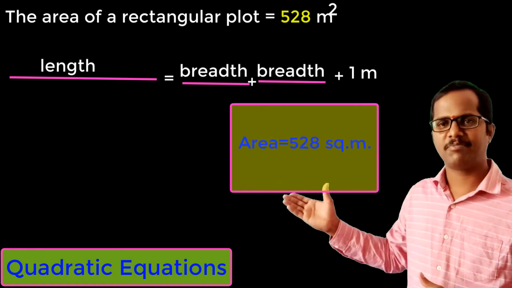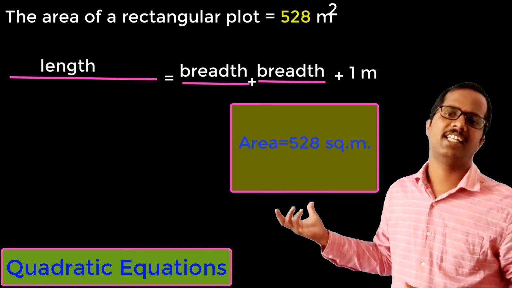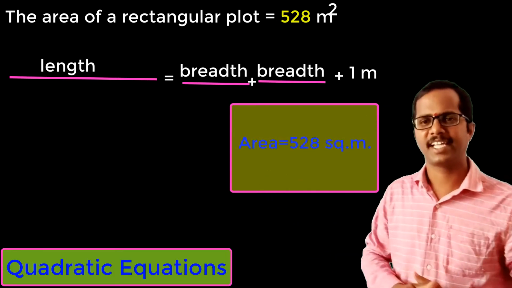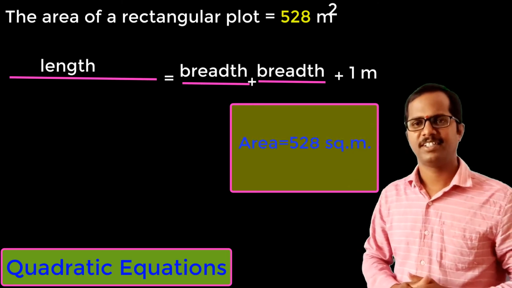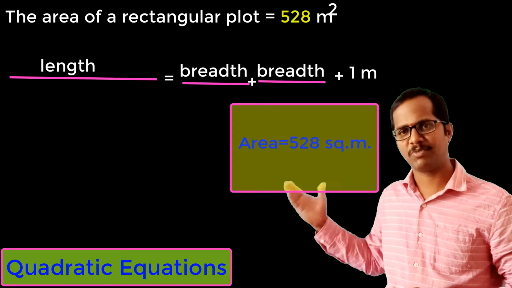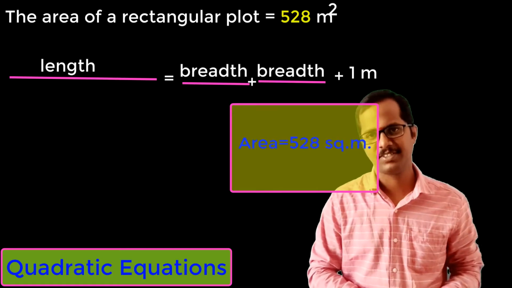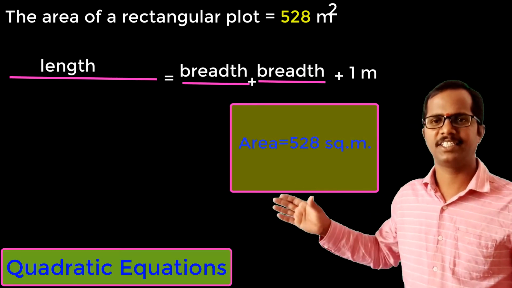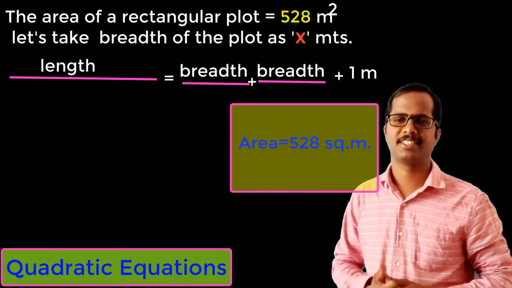So the length is dependent on the width. If we know the width, using that width we can find the length. But here, we do not know the length and width. Simply we have the area of the rectangular plot. So how can we find the length and width here? For that, first we need to assume one of these unknown quantities as a variable, either length or width. Here it is better to assume the width as variable x, since the length is dependent on width. So let us assume the width of this rectangular plot as x meters.